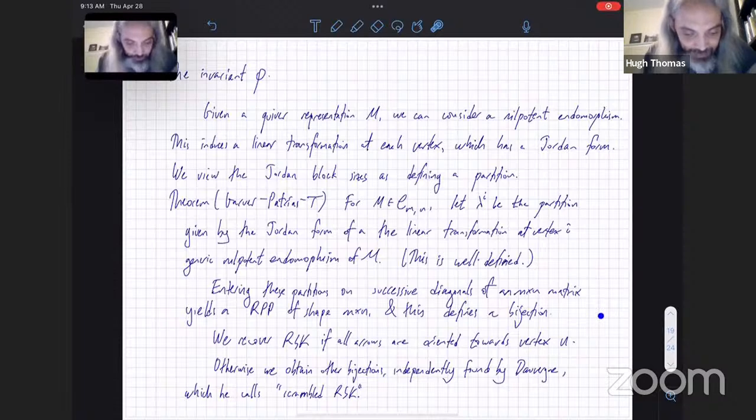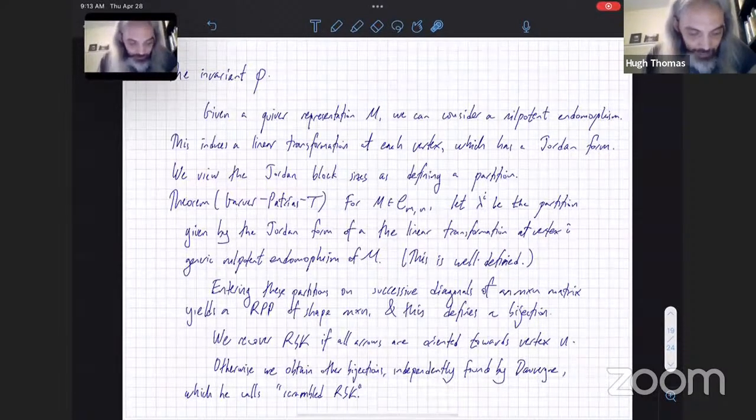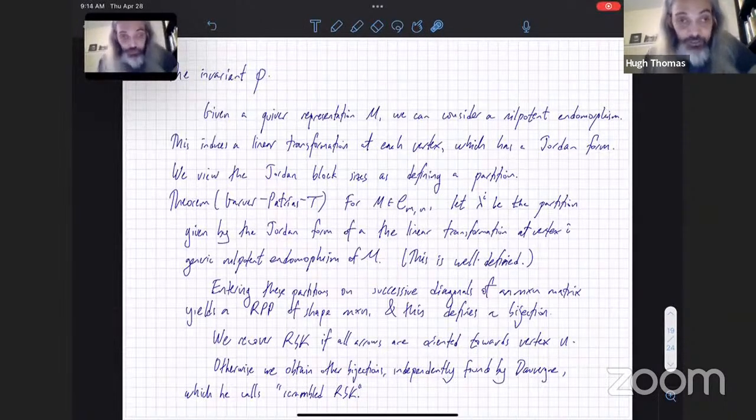Then you can take these partitions and enter them on successive diagonals of an m by n matrix. And this yields a reverse plane partition. And this defines a bijection from matrices to reverse plane partitions. We recover the actual RSK map if in the quiver, the arrows are all oriented towards vertex number n. If the arrows are oriented differently, we recover other RSK-like maps. So they're also bijections, from the same source and target sets.